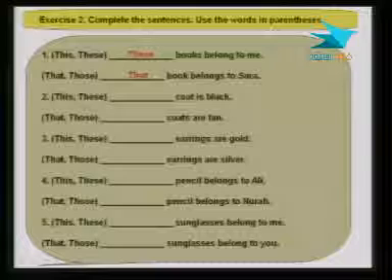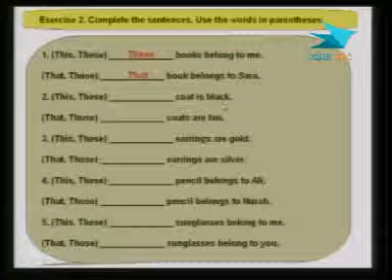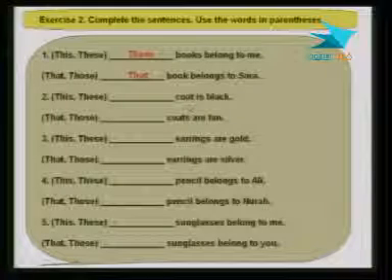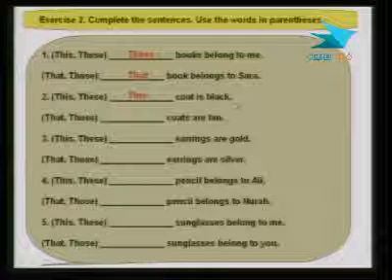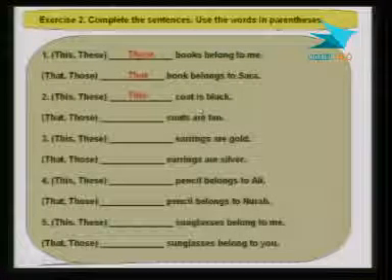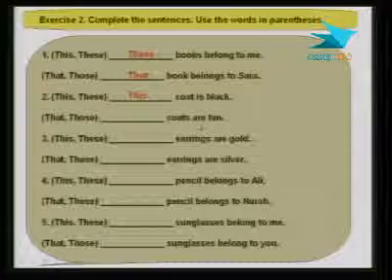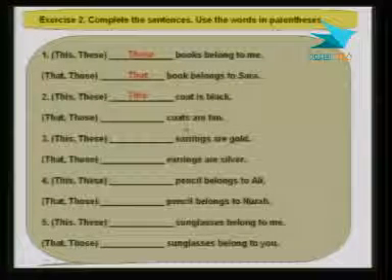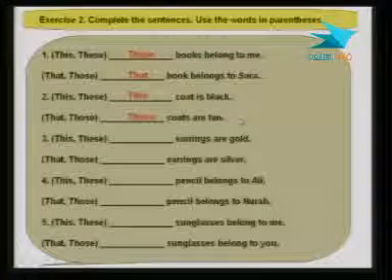Number 2, we have this, these, and the coat is black, and it is singular, so we say this coat is black. And for the second sentence, we have that and those. The word coats is plural, so we say those coats are tan.